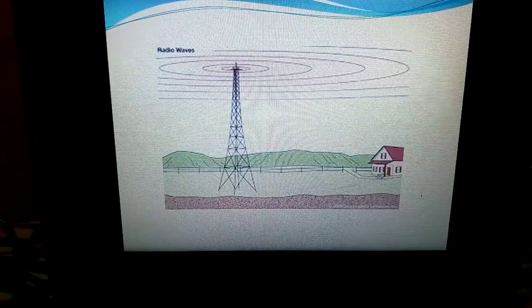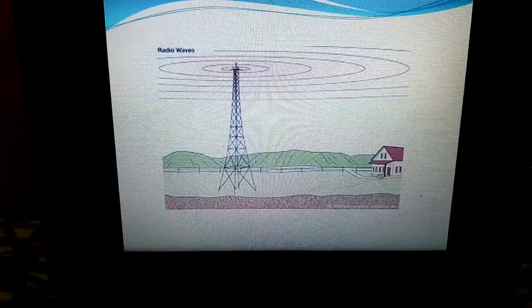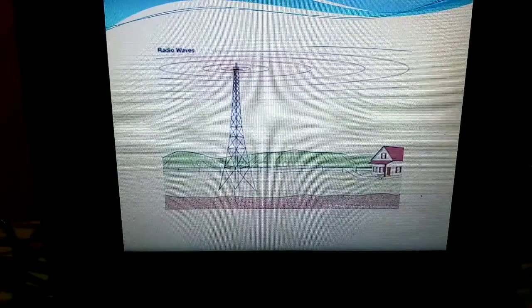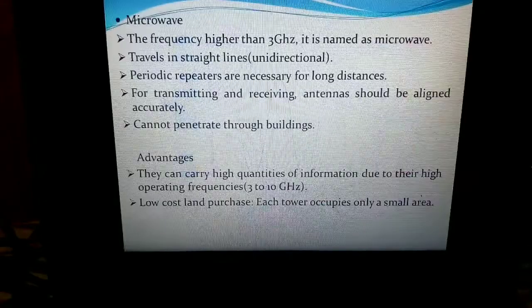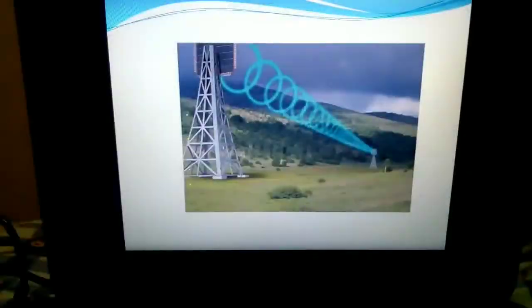Okay, so let us move on to the next one, the microwave. Let me show the diagram of microwave. This is how microwave transmission takes place. Frequencies higher than 3 gigahertz are named microwaves, and whenever transmission takes place in the microwave, it is always in the form of a straight line. Always in a straight line they are able to transmit.